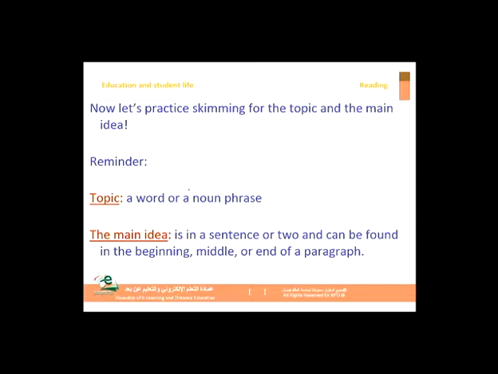Just a reminder, a quick reminder, the topic is a word or a noun phrase. Okay, this is what the whole paragraph is about. Then we have the main idea, which is a sentence or two, and usually this can be found at the beginning, middle, or the end of any reading selection or any paragraph. The main idea tells you what the author wants to say about the topic. Now let's practice together.